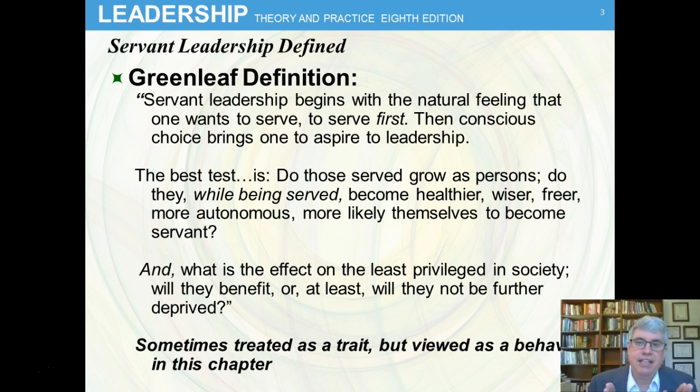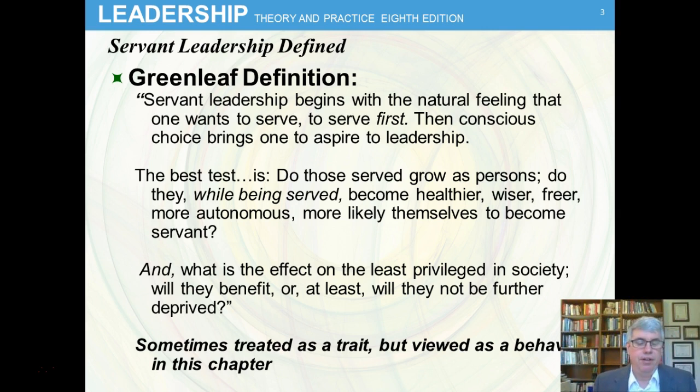So the idea is that if you're really serving people, they're going to become better people. They're going to be healthier, wiser, freer, more autonomous, and more likely to serve others if you serve them. Then another question they ask is, what is the effect on the least privileged in the society? Will they benefit, or at least will they not be further deprived? Will our servant leadership affect the rest of society, people that are hurting? Will we make society better so that those who are suffering the most can be helped? So, servant leadership sets the bar pretty high on what can be expected of a leader.